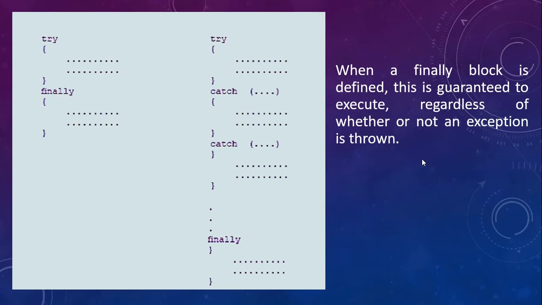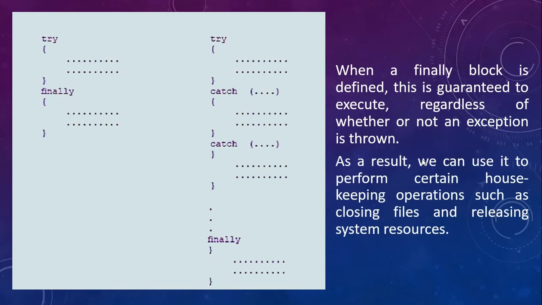When a finally block is defined, it is guaranteed to execute regardless of whether or not an exception is thrown. As a result, we can use it to perform certain housekeeping operations such as closing of the files and releasing of the system resources and so on.